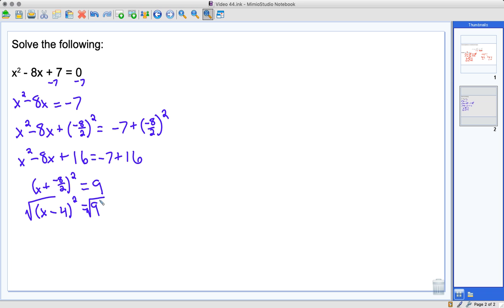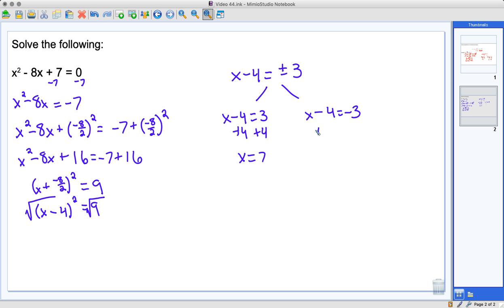Then you solve it. Square root both sides. We get x minus 4 equals plus or minus 3. Create your two equations to find your two answers. So then we add 4 to both sides. Get x equals 7. Add 4 to both sides here. x equals 1.